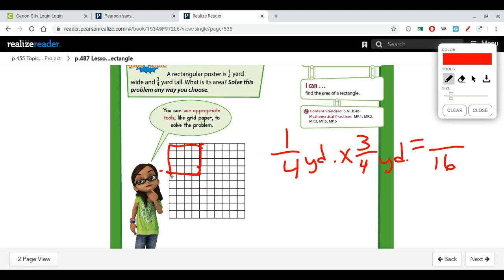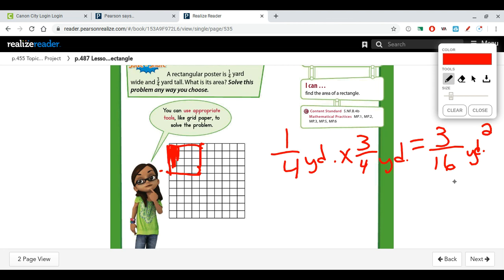And then to determine how much of this grid I would shade in, I'm going to multiply my numerators together. So 1 times 3 is going to be 3, and I get 3/16. So I would need to shade in 3/16 of that. That tells me what the area is. The area is going to be 3/16 yards squared.